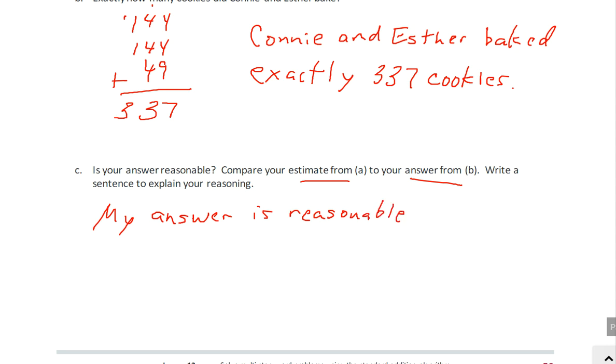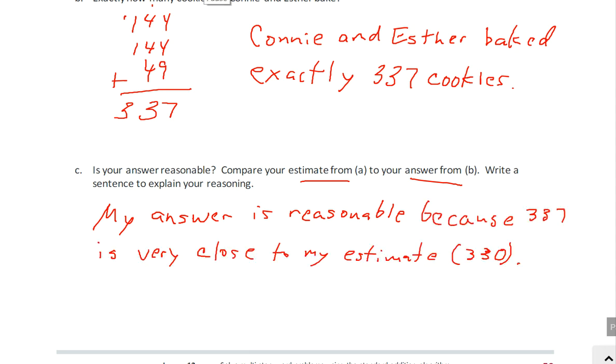Why? Because it's very close to my estimate. Okay, so we can simply say that my answer is reasonable because 337 is very close to my estimate of 330. Well, there you go.